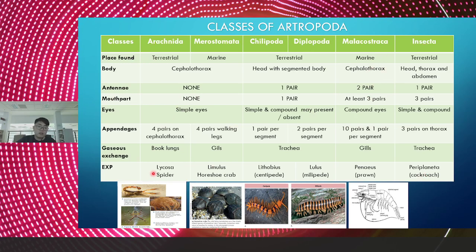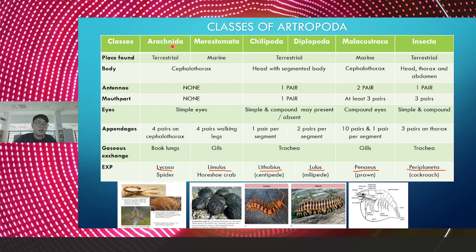For the example, the upper part is their genus names. Actually you have to italicize them. I forgot to italicize, but actually you have to italicize them. These are all the example genus names under these classes. If you want to write the scientific name, you have to italicize them, but I forgot to do it.